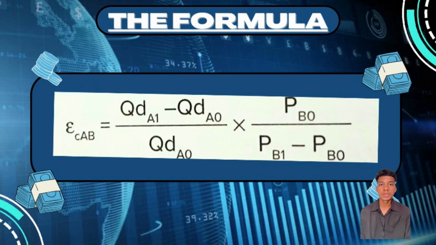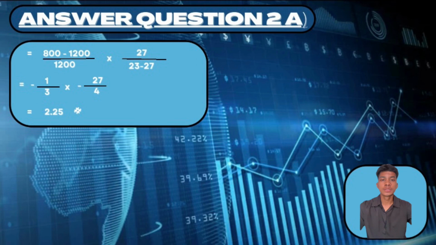The new quantity demanded minus the old quantity demanded, divided by the old quantity demanded, then times the old price divided by the new price minus the old price. As mentioned in the question, the old price of good X is RM27 and the new price of good X is 23. The old quantity demanded for good Y is 1200 units and the new quantity demanded for good Y is 800 units.